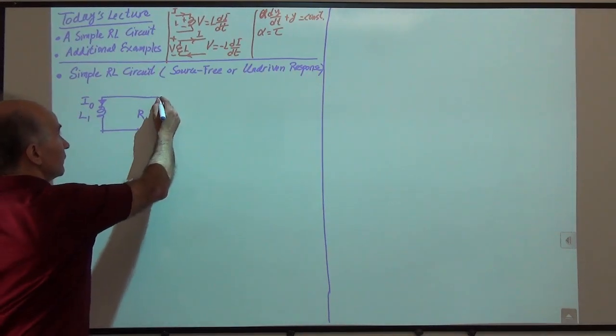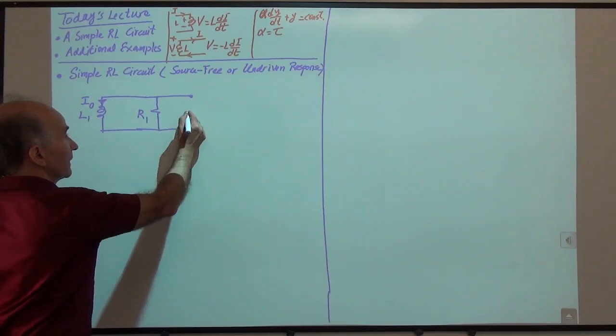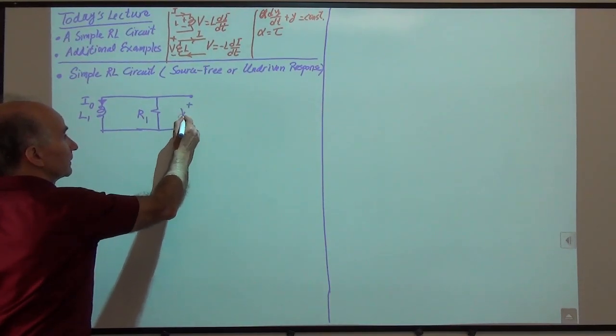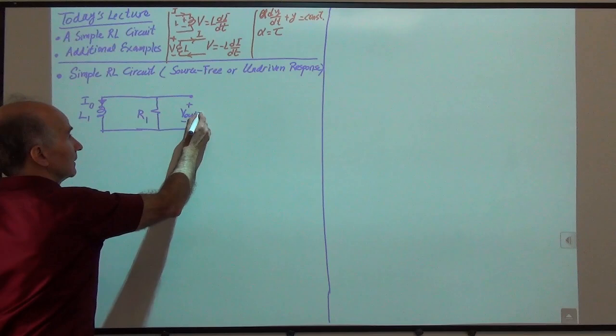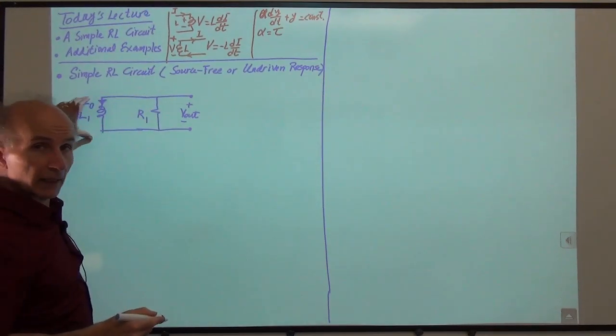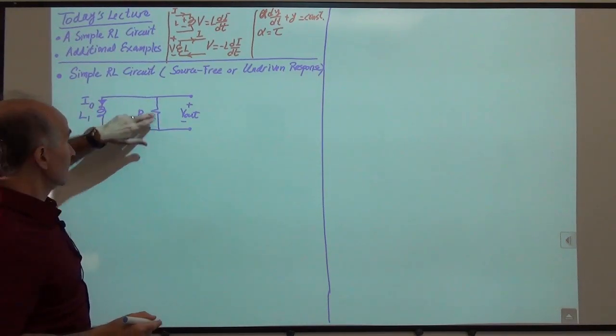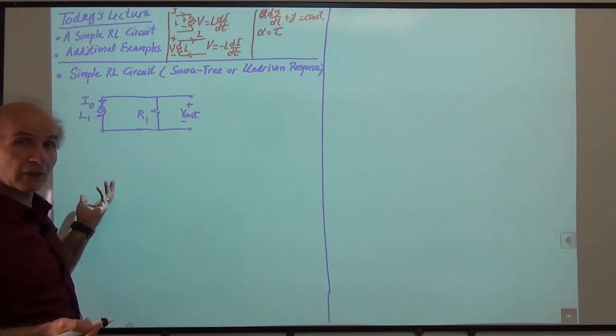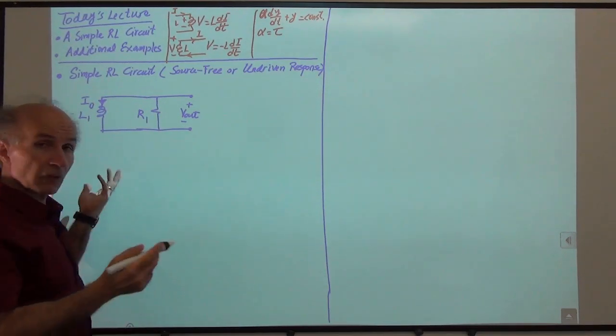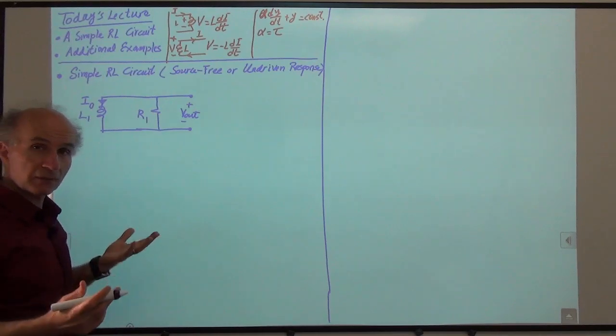One is this voltage here, call it V out. It's the same voltage for R and L because they're in parallel. And there's a current going through this loop, so we can find that current. We can call the current I out. And again, the direction of the current is up to us.